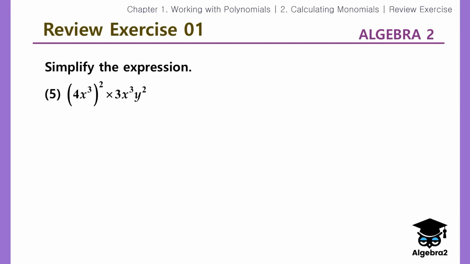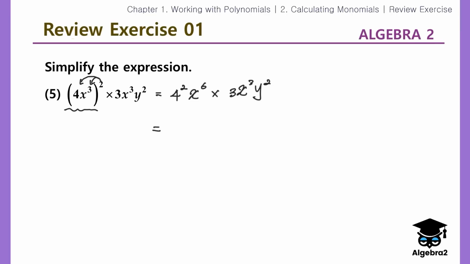Number 5, let's eliminate this parenthesis. So that's going to be 4 squared and x to the power of 6. 3 times 2 is 6, right? So x to the 6 times we have a 3x cubed y squared.